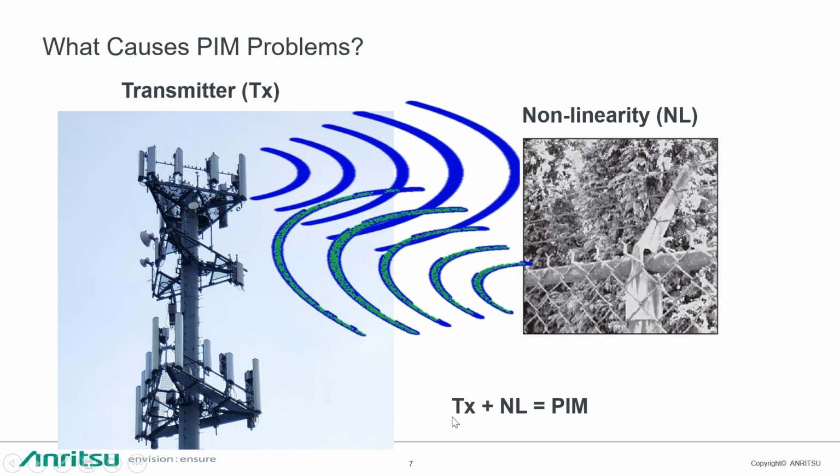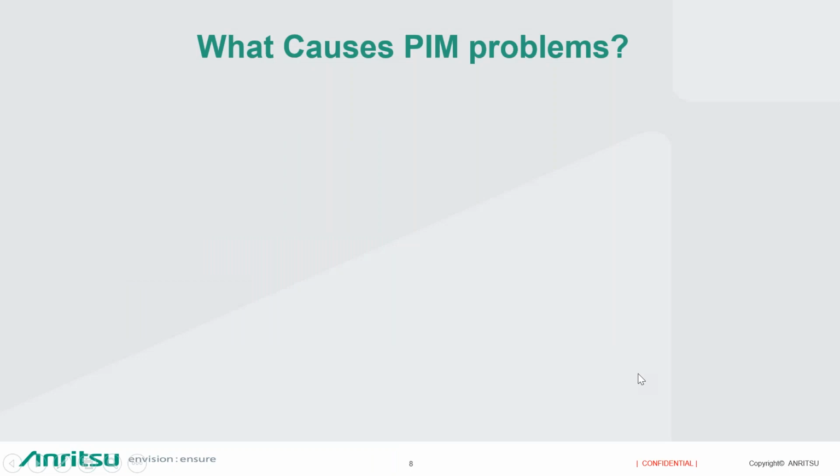So the basic formula is you've got a transmitter. If we're talking about LTE systems, these are all wideband transmitters, so 5 megahertz on up to 20 megahertz. You've got a nonlinearity, the interaction in the RF path somewhere, and then you get PIM. And so you'll see why I want to stay on that very simple equation here, because solving this problem requires us to look at both components of this equation.